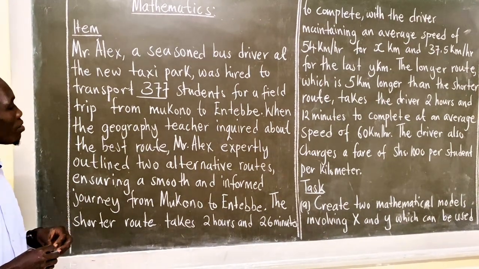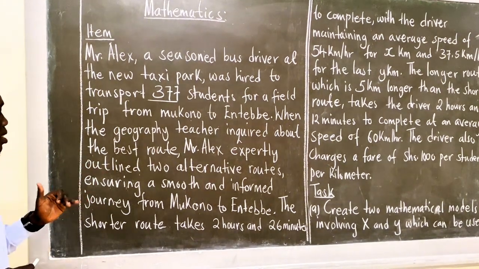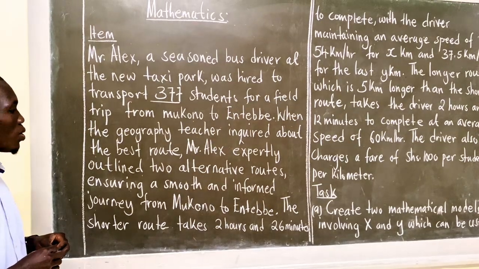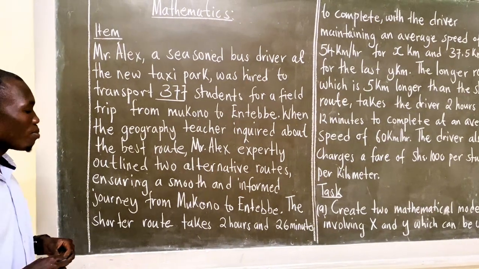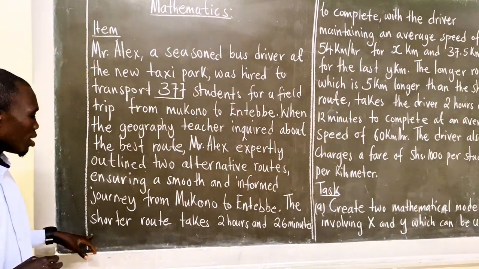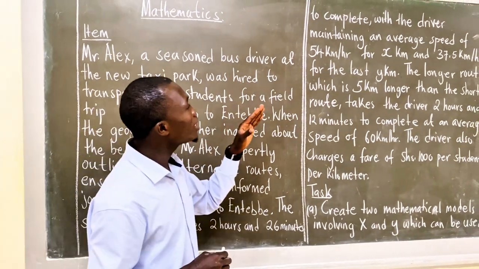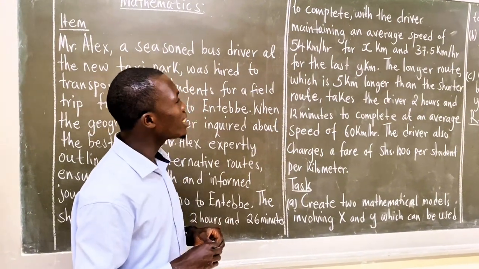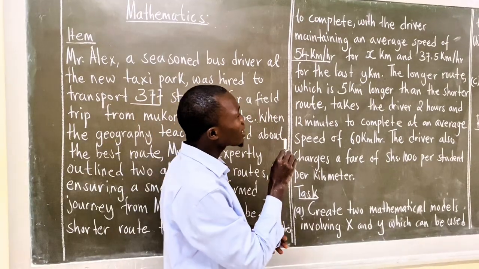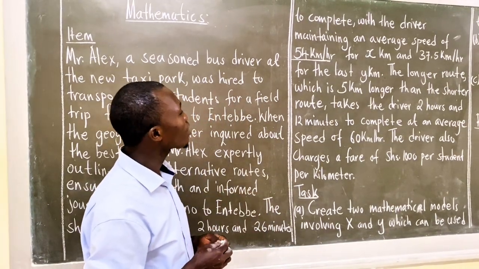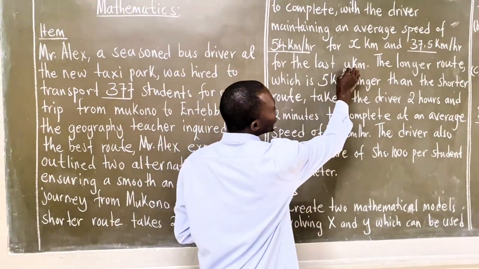When the geography teacher inquired about the best route, Mr. Alex expertly outlined 2 alternative routes, ensuring a smooth and informed journey from Okono to Entebbe. The shorter route takes 2 hours and 26 minutes to complete, with the driver maintaining an average speed of 54 kilometers per hour for X kilometers and 37.5 kilometers per hour for the last Y kilometers.